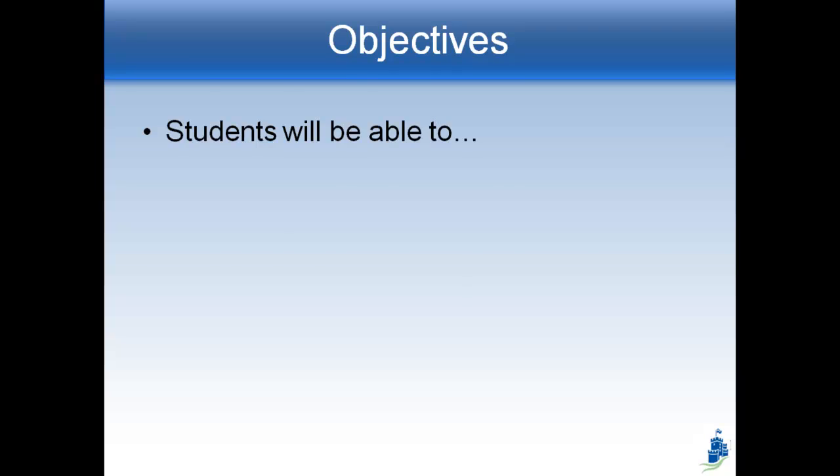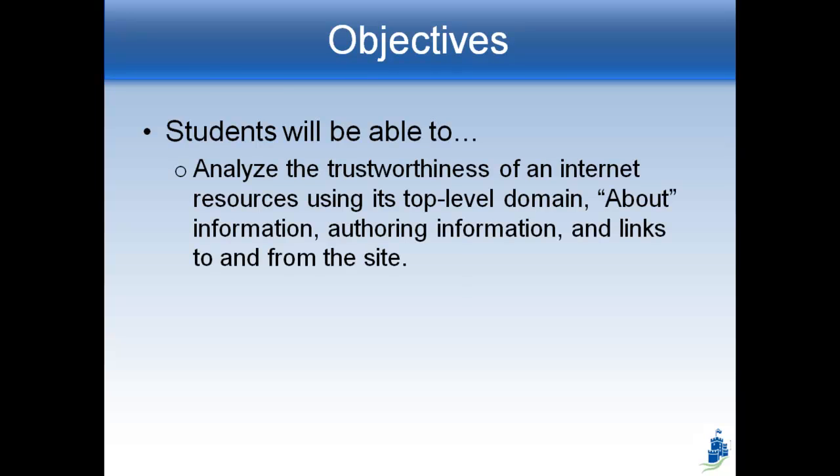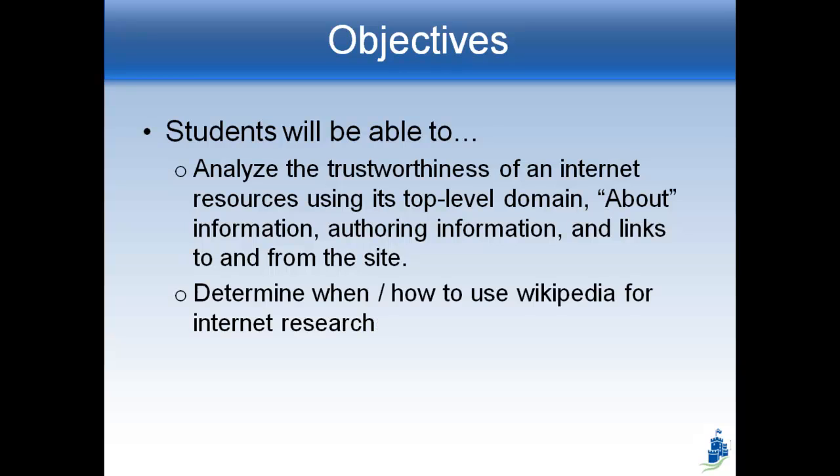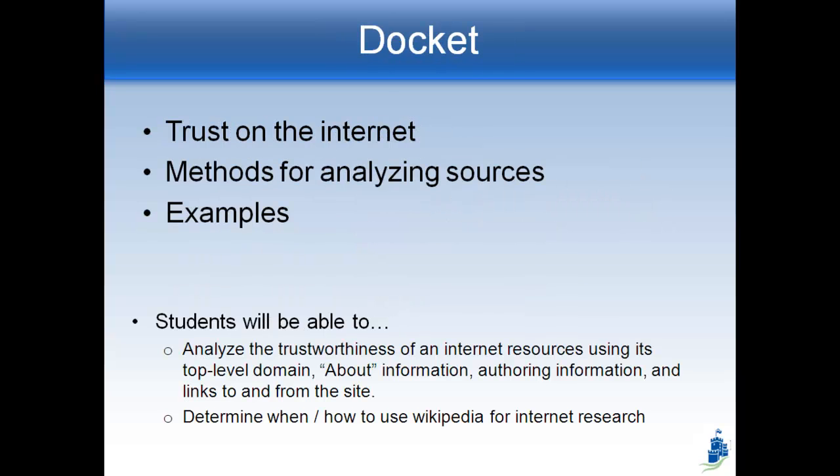So some objectives for today: by the end of this lesson, you should be able to analyze the trustworthiness of an internet resource using its top-level domain, its about information, who the author is, and links to and from the site. We're going to show you how to do that. And also we're going to talk a little bit about Wikipedia, so you can see how and when that's appropriate to use for internet research.